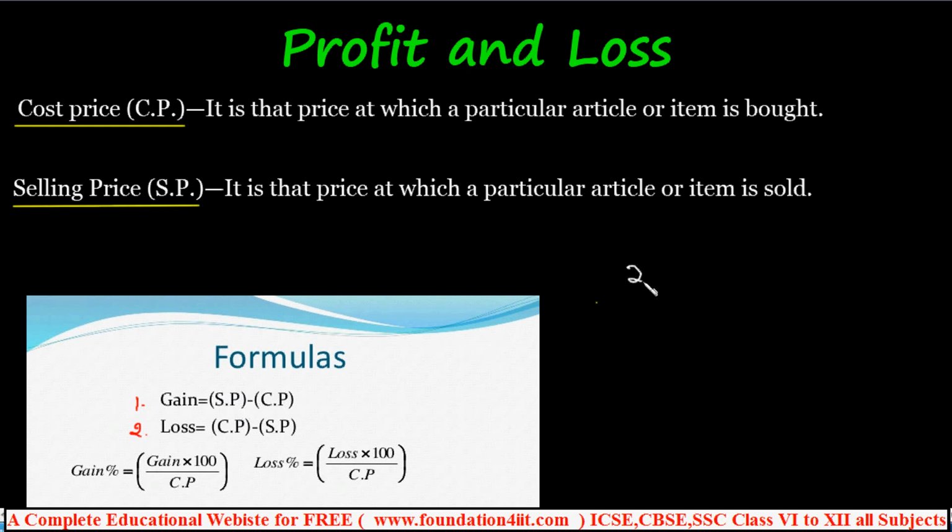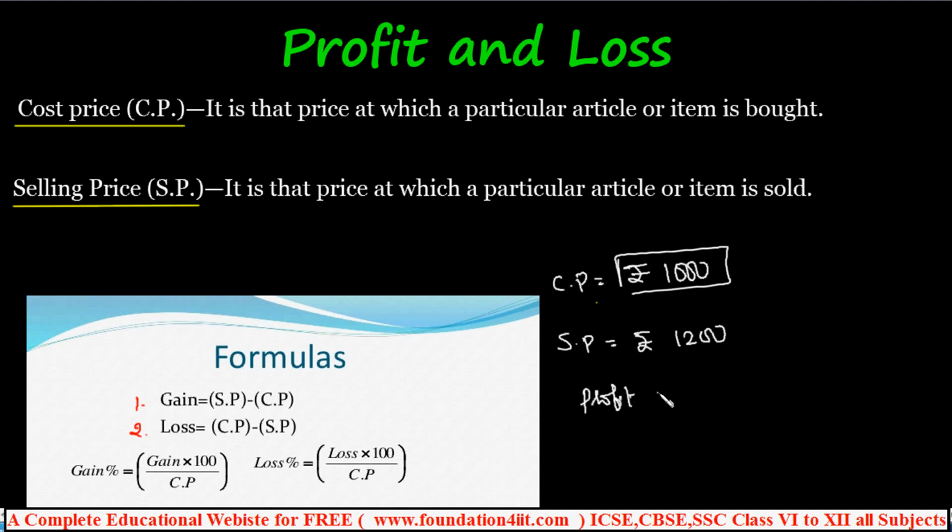For example, for rupees 1000 we purchased an article. This is the cost price. And we sold this same article for rupees 1200. So I purchased for 1000 and sold for 1200, so indirectly it is a profit. So profit is equal to selling price minus cost price, this 1200 minus 1000. That is 200.